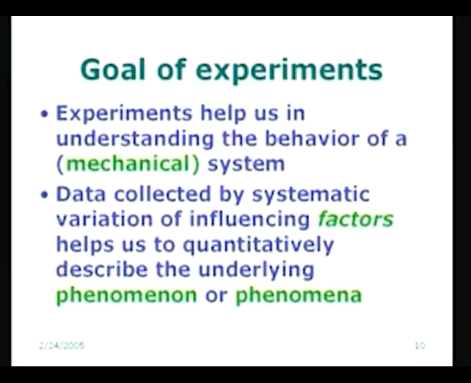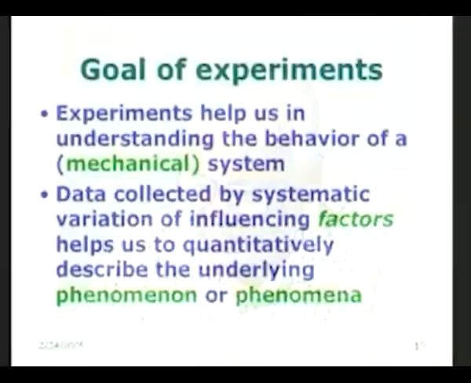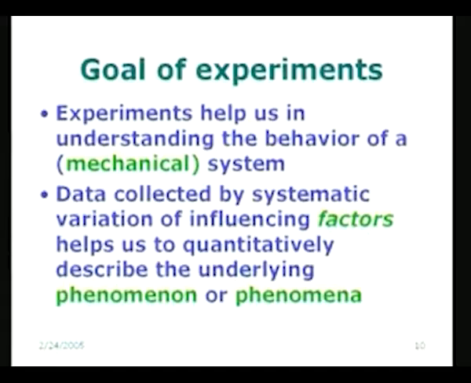In an experiment, for example, temperature, pressure, humidity, so many different things may play a role, and each one of them becomes a factor. Okay? This is just terminology. The data collected systematically by varying the factors in a proper systematic fashion over the range of values which we have already decided is going to help us to quantitatively describe the underlying phenomenon, if there is one phenomenon, or maybe several phenomena are taking place at the same time. Maybe they are influencing each other. How to get the information about these underlying principles or phenomena, that is our goal.